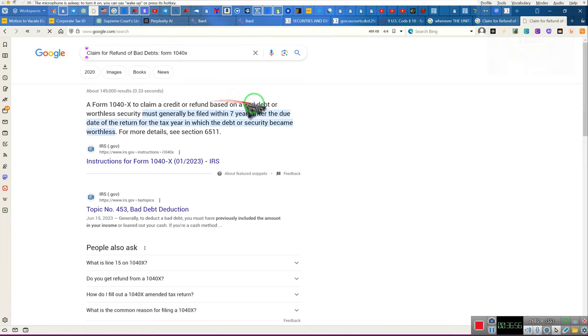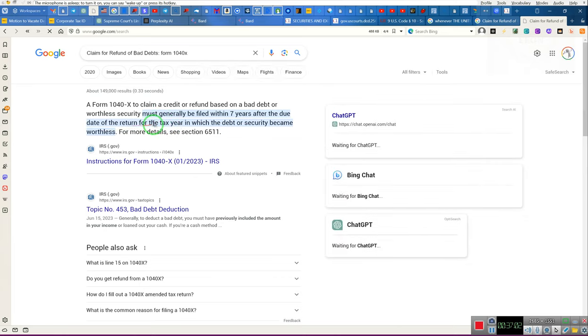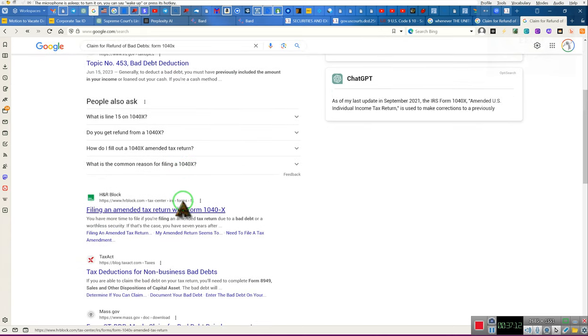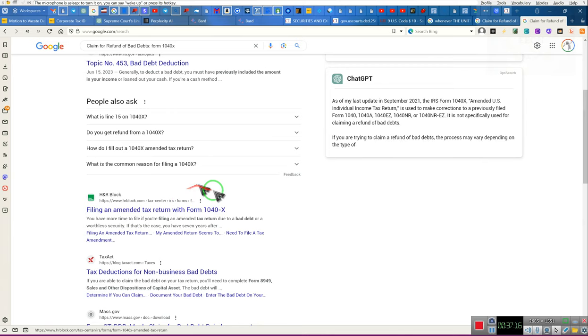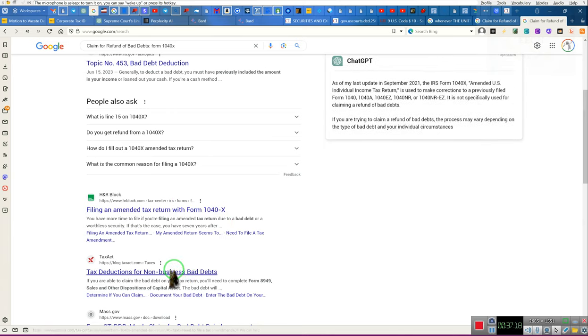To claim a credit or a refund based on a bad debt or a worthless security must generally be filed within 7 years of the due date of the return of the taxes in which the security became due, see section 1651. Ladies and gentlemen, again, I can't tell you guys what to do. Like I said, we're going to assist, but you all need to be doing this.